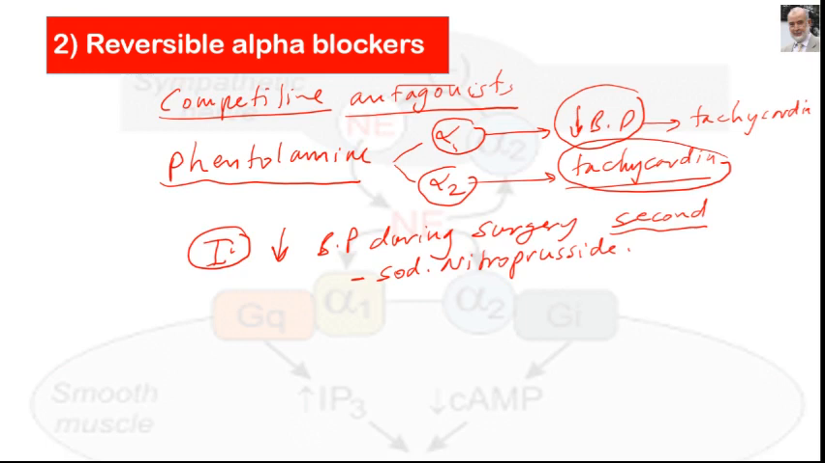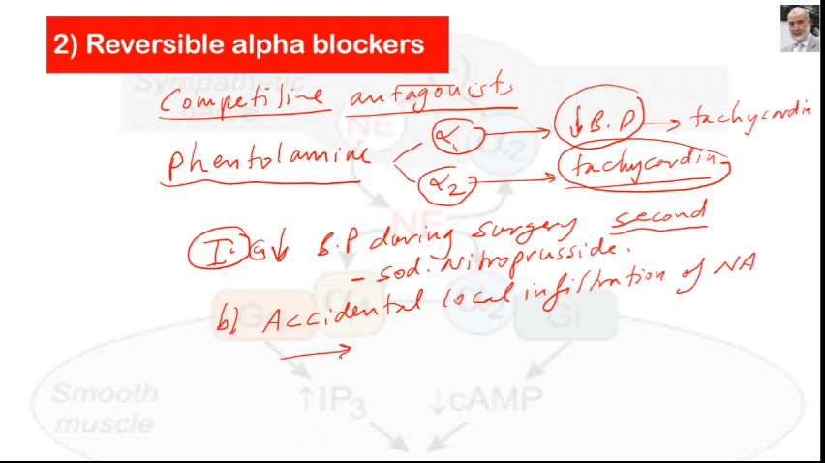Maybe the most important use of phentolamine is after accidental local infiltration of noradrenaline or adrenaline. In this case, if it is accidentally injected into a tissue, like in cases of local anesthesia, noradrenaline or adrenaline will produce severe vasoconstriction, and this severe vasoconstriction will result in severe local ischemia, because the tissue will receive no blood because of the severe vasoconstriction.